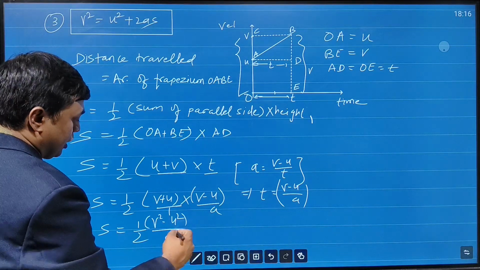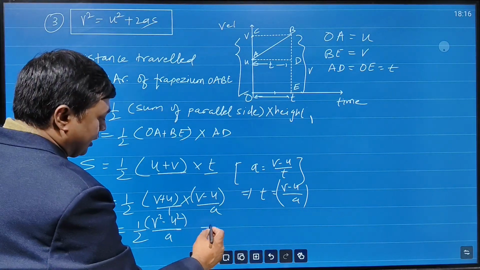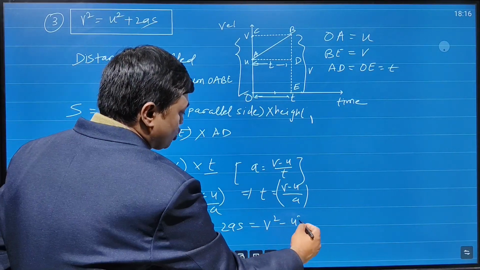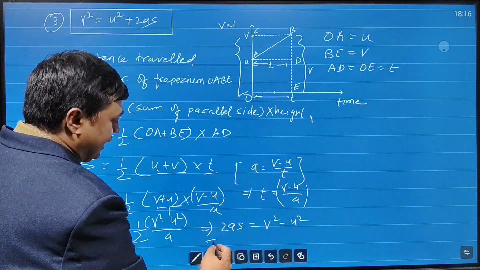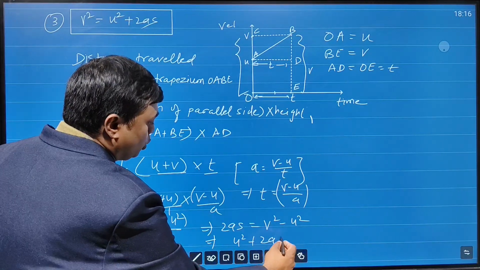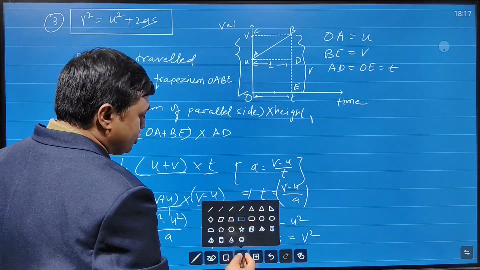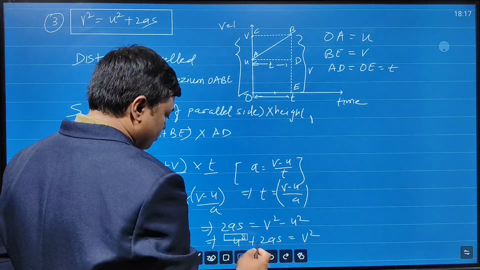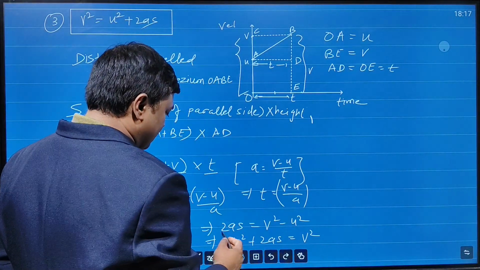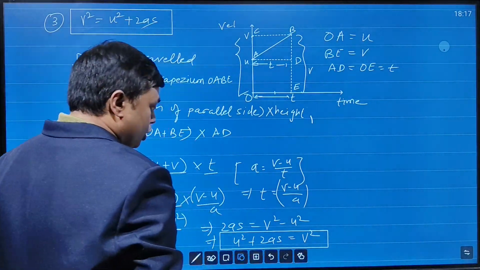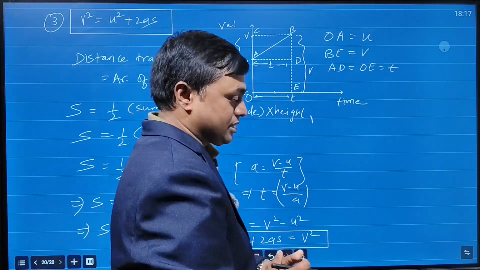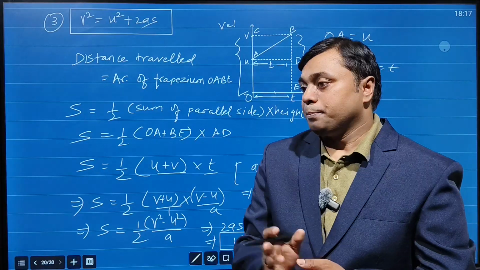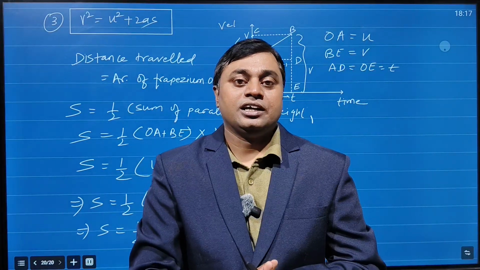Am I clear? Now cross multiply, 2A into S. So 2AS is equal to V square minus U square. U square removed to the left hand side. So we can write U square plus 2AS is equal to V square. This is the third equation of motion. What is the third equation? V square is equal to U square plus 2AS. I hope you understood this derivation. Please practice the derivation once. Thank you.